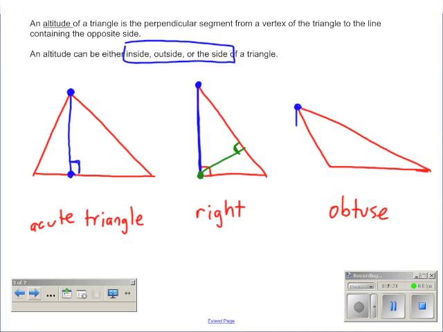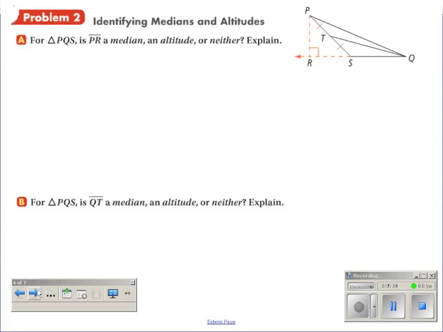And then lastly here, for an obtuse triangle, if I start at this top vertex and I drop an altitude down, that altitude, here drawn in blue, is outside of my obtuse triangle. Now we're using some of those vocabulary words. We need to know the difference between a median and an altitude.